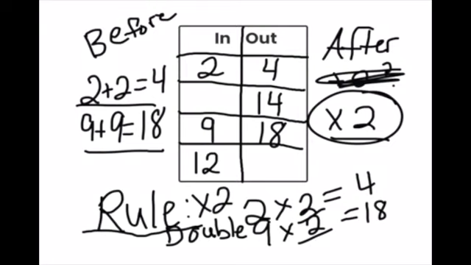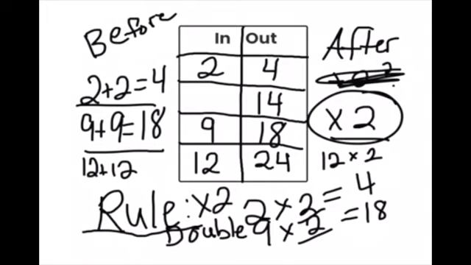Okay, so I need to fill in the rest of these boxes. Let's look at our 12 down here at the bottom of our inbox. And when I think of the doubling rule, or ×2, if I did the doubling, I would do 12 + 12. If I did ×2, it would be 12 × 2. They're the same thing, right? What would that be? What is 12 × 2? Or what's 12 + 12? 24. Nice job.